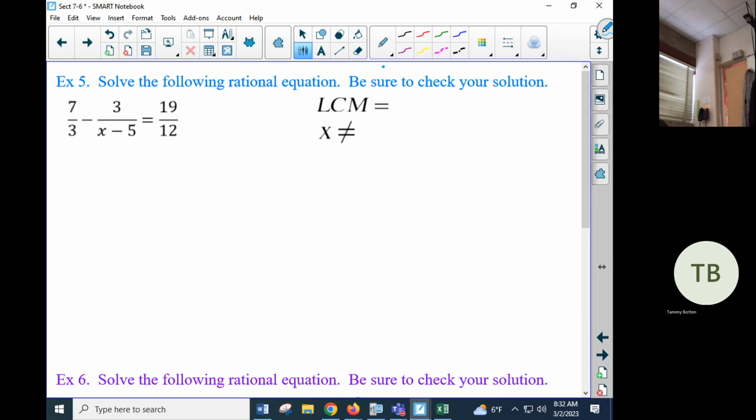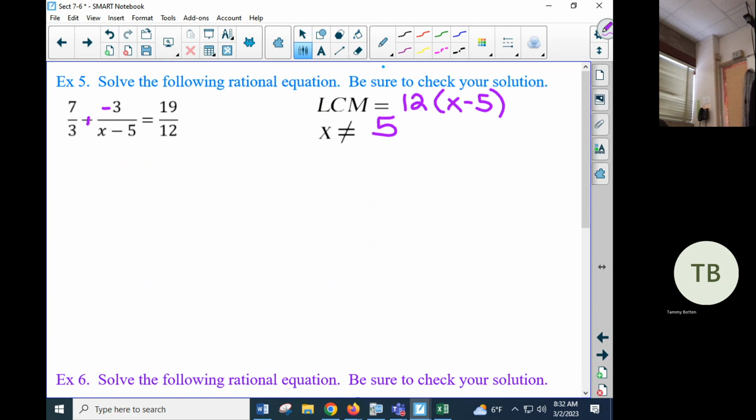All right, so let's look at this. This one's kind of like that previous one. So the first thing I always do when I have a minus, I change this to plus and I put my minus there. Then you think, what do 3 and 12 both go into? 3 goes into 12, so that'd be 12. And then you have this factor x minus 5, so you put that in parentheses. Okay. What do you guys think x can't equal? 5. Yes, the opposite of this, which would be 5.